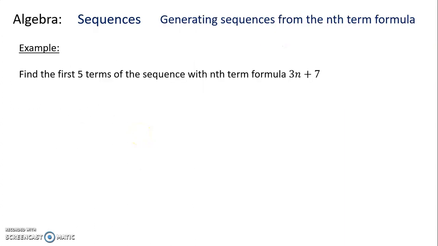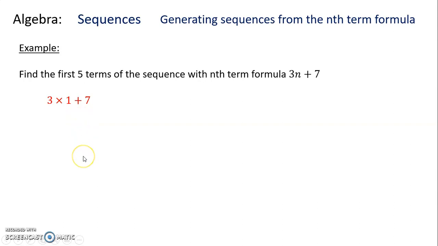Okay, so today's lesson, generating sequences from the nth term formula. So I've got an example on the screen here. Find the first 5 terms of the sequence with nth term formula 3n add 7. So the first term in the sequence is 3 times 1 add 7, because remember, n is just whatever term number you need to work with. So if we want the first term, then n is 1.